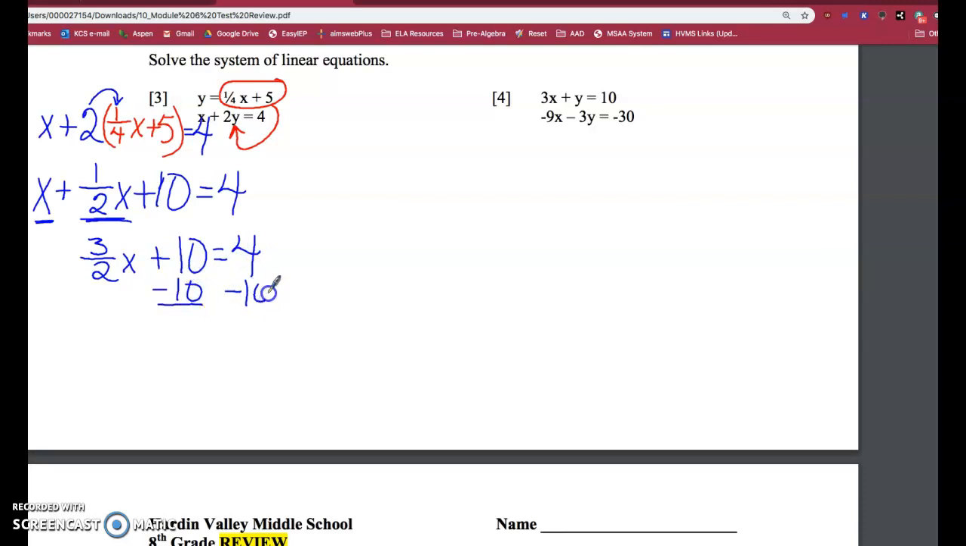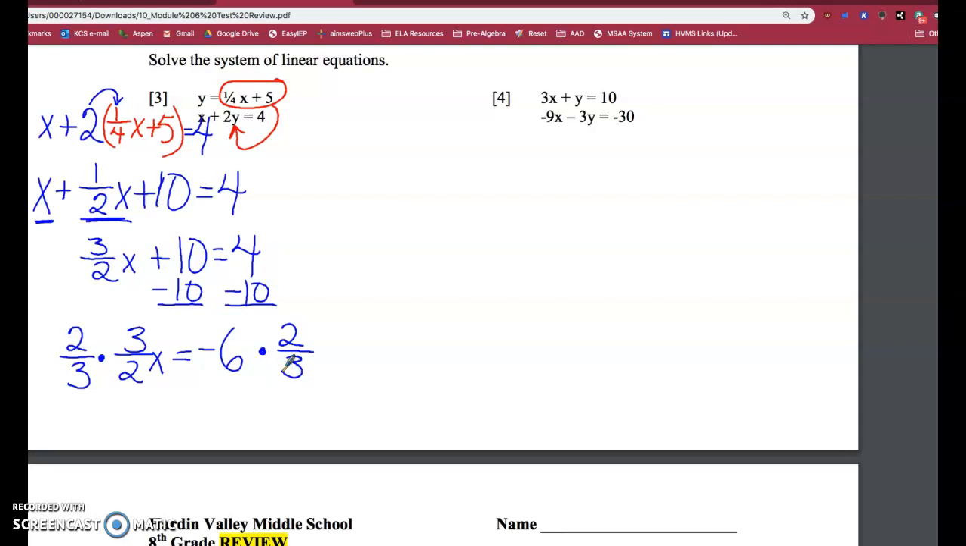Minus 10, minus 10, that leaves us with 3/2 x equals -6. Now, to be able to get x by itself, I can either just put it in as divide by 3/2, but really when you divide by 3/2, we are multiplying by the reciprocal. So I'm going to multiply by 2/3. I'm going to do that on this side, multiply by 2/3.